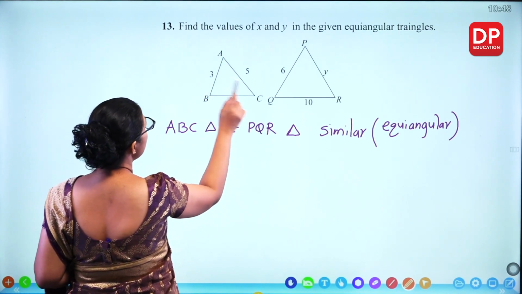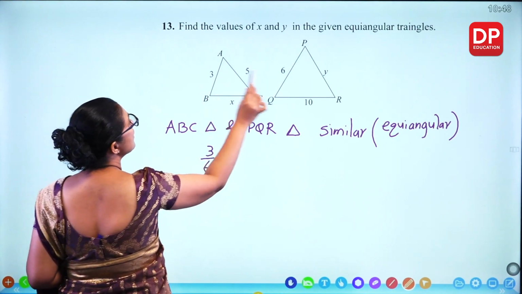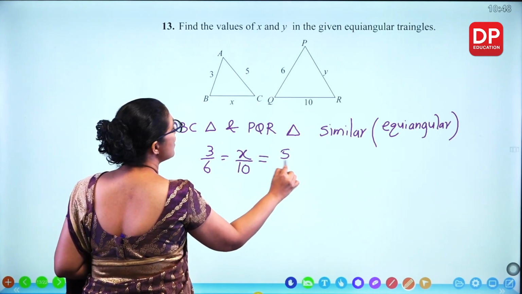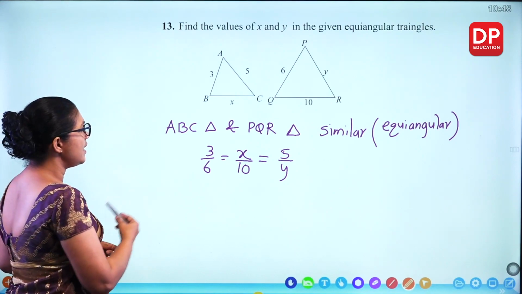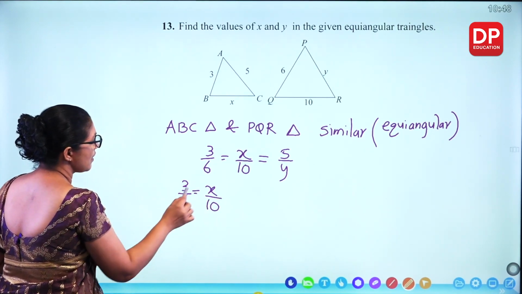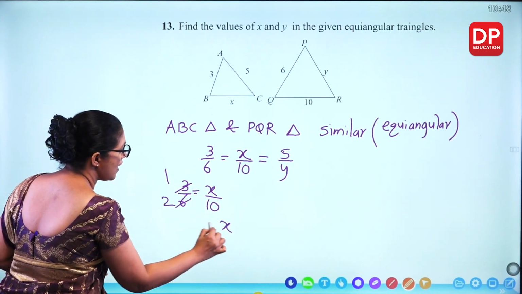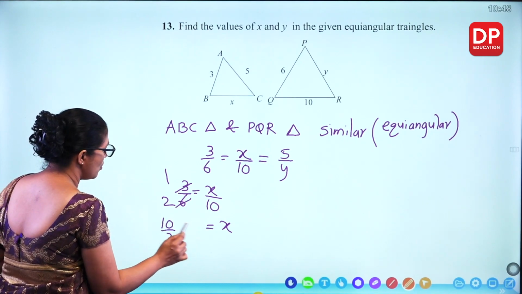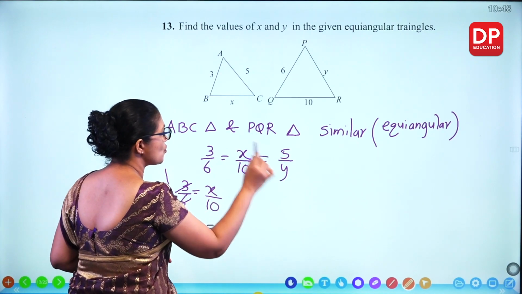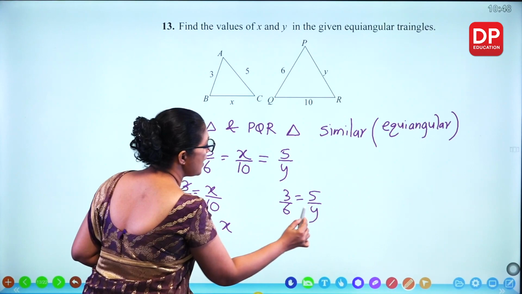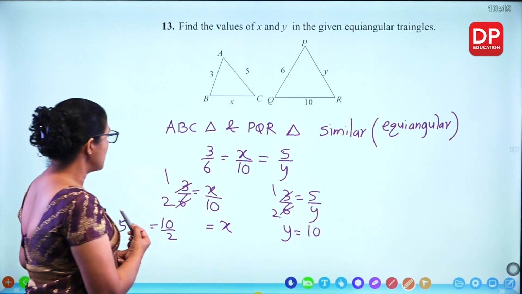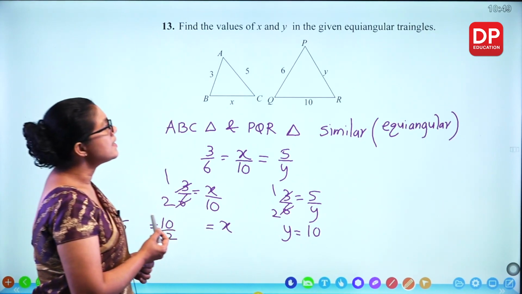So, we can write 3/6 is the same as x/10, which is the same as 5/y. Now, we can take these two ratios separately. 3 times 1, 3 times 2. Cross multiply, you can find x. So, 10 divided by 2, you get 5 as the x value. What's y? We can take these two. 3/6 is equal to 5/y. Cross multiply, y equals 10. So, here we get x equals 5 and y equals 10.